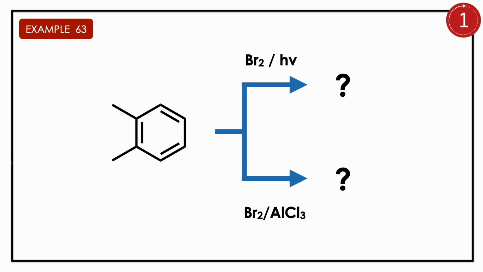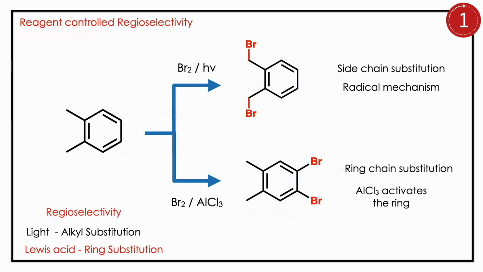Then the next example, you have benzene with two methyl groups reacting with bromine in light and bromine in acidic condition. You should find what will be the final product. This is reagent control regioselectivity. Bromine in light promotes the radical mechanism. Bromine in acid promotes the ionic ring substitution mechanism. Radicals are stable at the benzylic position. So bromine forms at the benzylic position in the light condition.